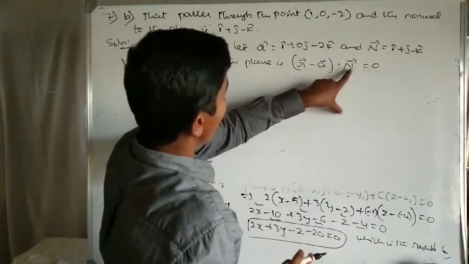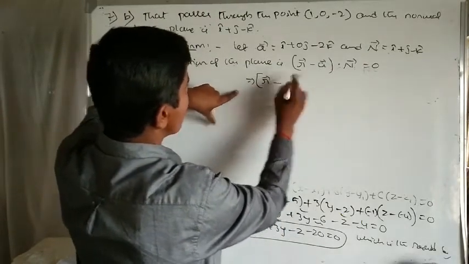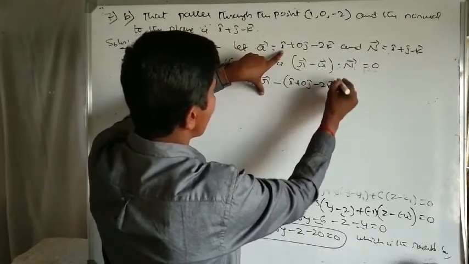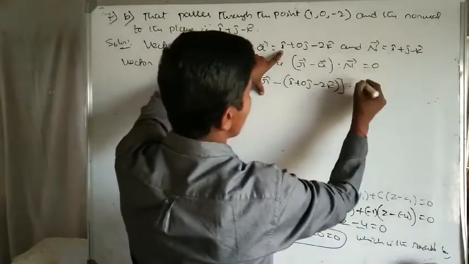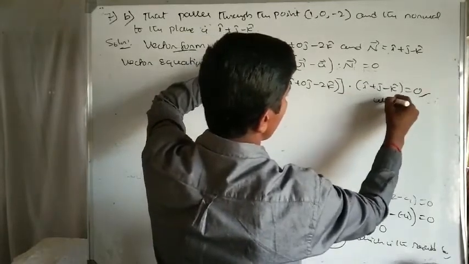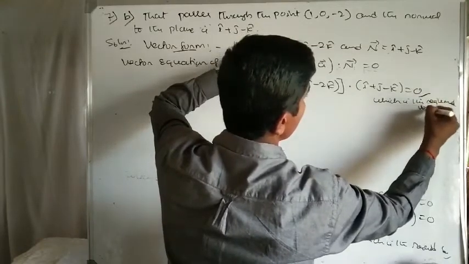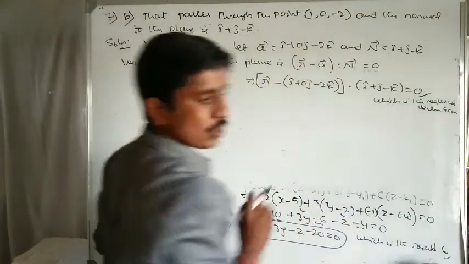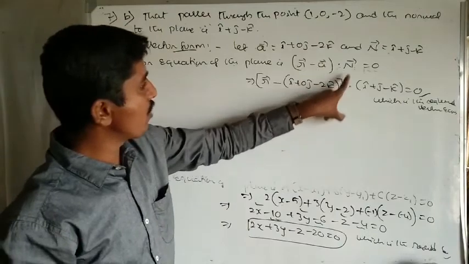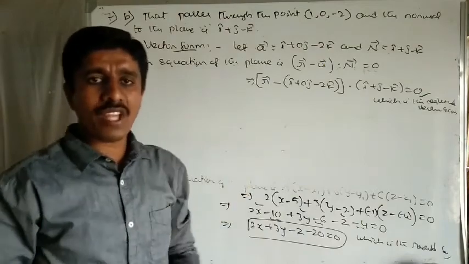Substitute vector a and vector n here. Vector r minus vector a, that is i plus 0j minus 2k, dot vector n, i plus j minus k, is equal to 0, which is the required vector equation. This is the required vector equation of the plane.